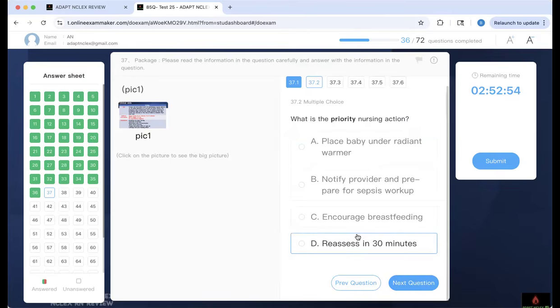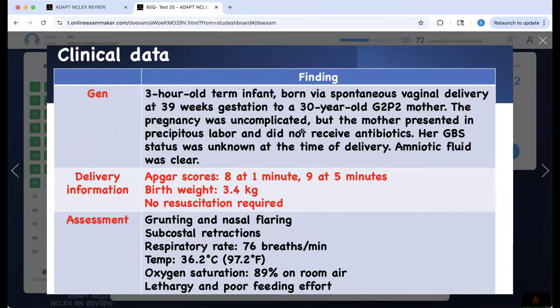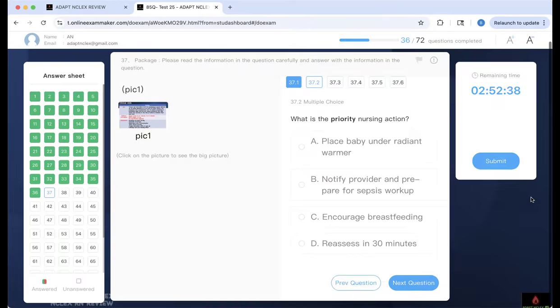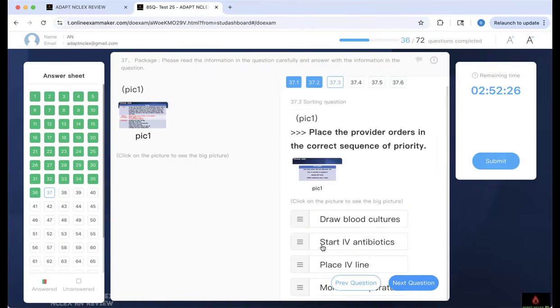What is the next priority action? Place the baby under a radiant warmer. Notify the healthcare provider for workup for sepsis. Encourage breastfeeding. Reassess in 30 minutes. Remember, GBS, all of these signs and symptoms should be concerning to you. Therefore, what should we want? Reassessing in 30 minutes? The baby is not doing well. It's grunting. That's a respiratory problem. It's not feeding well. We have to work the baby up for sepsis from GBS.